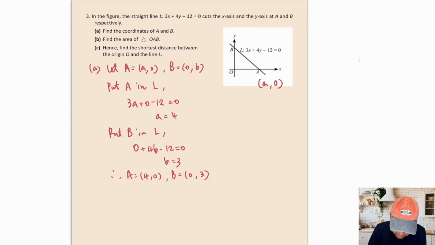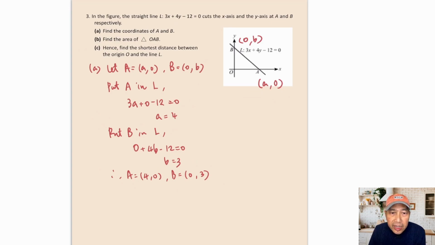A, 0. The coordinates of B are 0, B. As these two points lie on L, we can substitute these two points into L. So we have the answer of A is 4 and the answer of B is 3. The answer: A is 4, 0 and B is 0, 3.